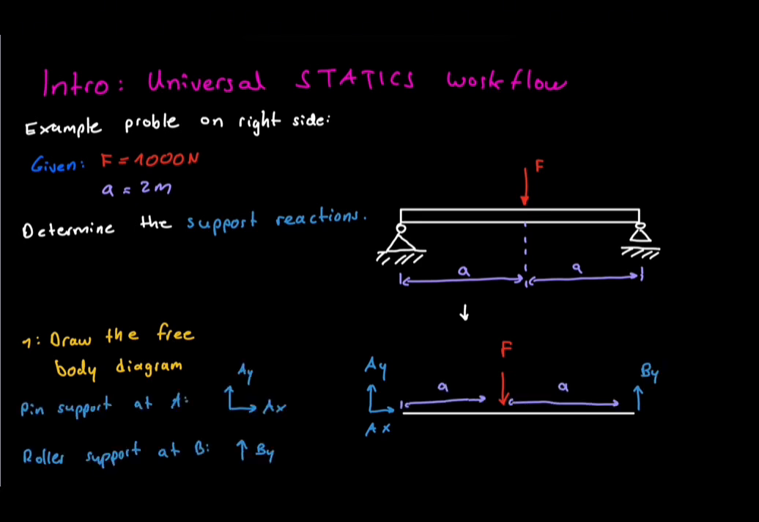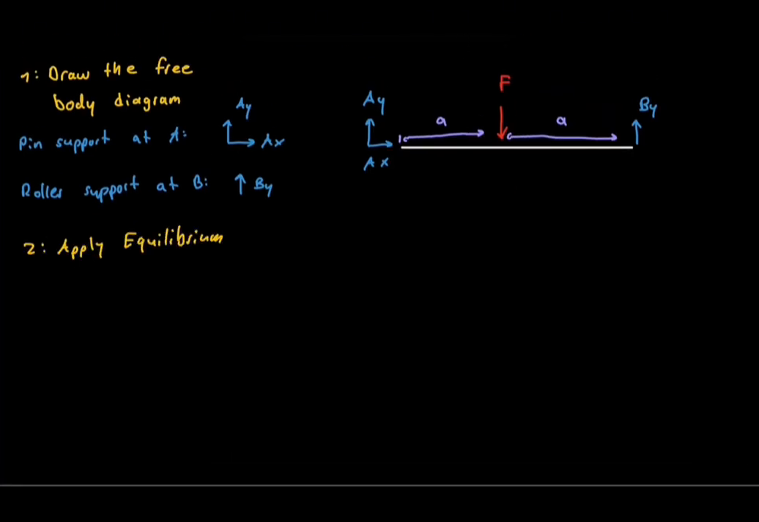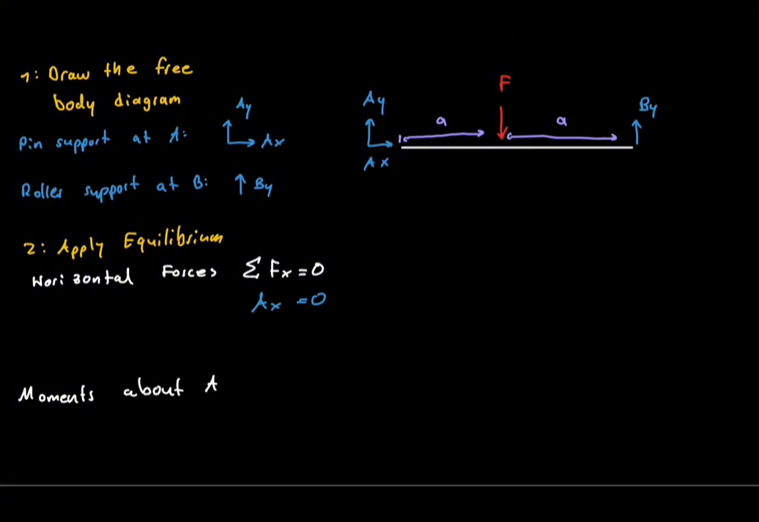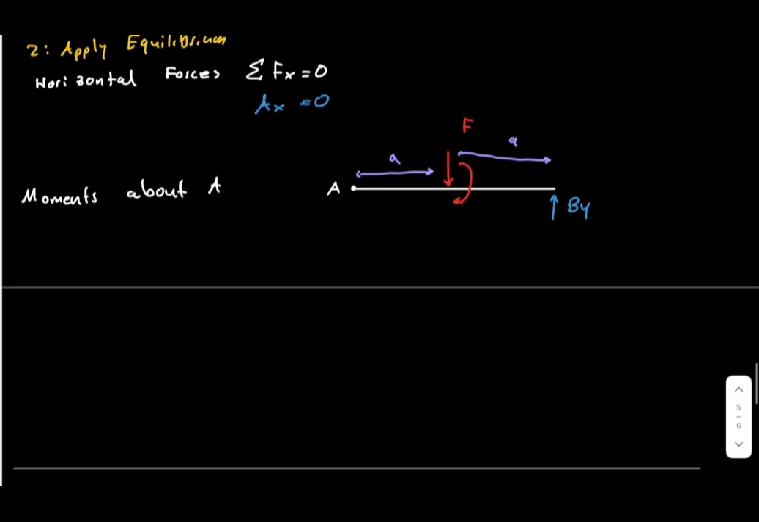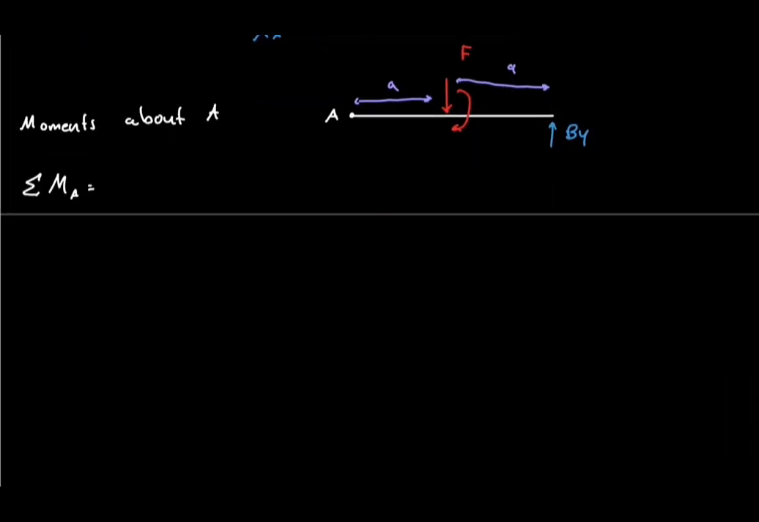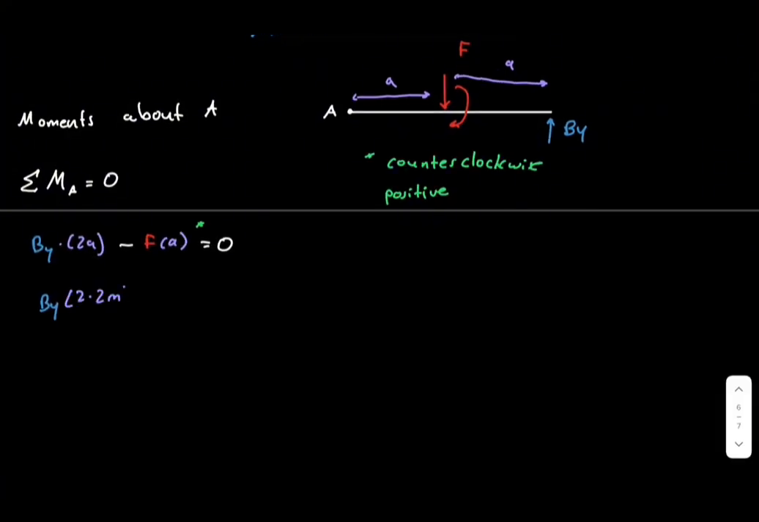Next, we apply the equilibrium equations. Let's start with the horizontal direction. There are no horizontal external forces acting on the beam. Therefore, the horizontal reaction force must be zero. Next, we calculate moments about point A. The reaction force at B creates a counterclockwise moment. The external load creates a clockwise moment. Setting the sum of moments equal to zero allows us to calculate the reaction force at B. We obtain a value of 500 Newton.